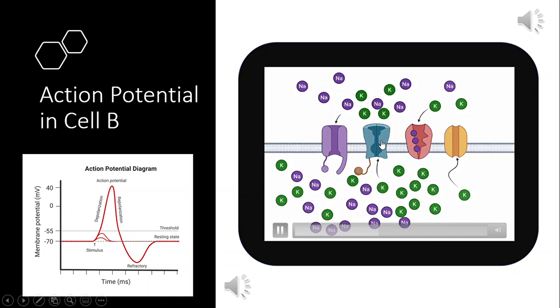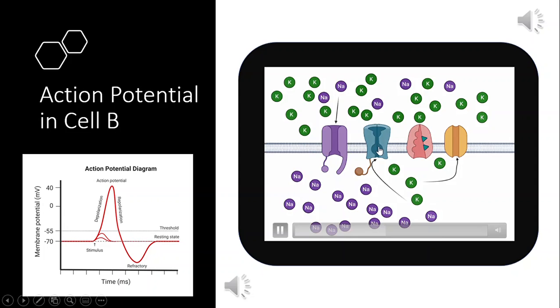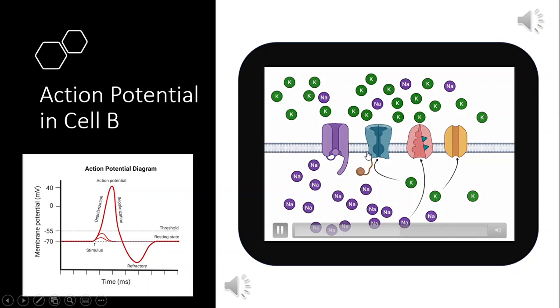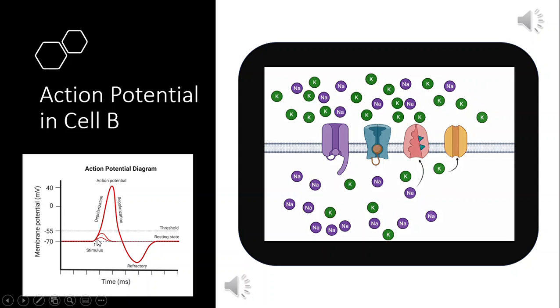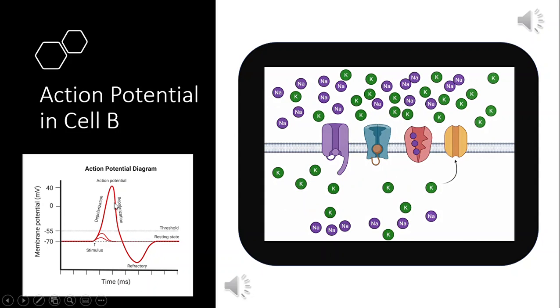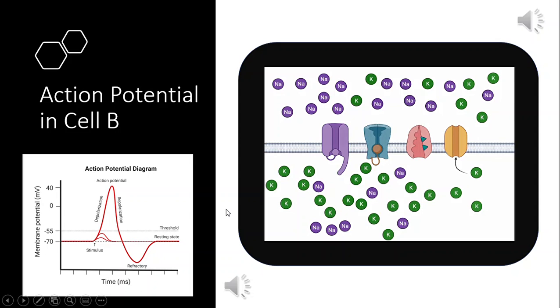The voltage-gated potassium channels, represented in blue, are slower to open. When they do open, potassium, which is initially higher in concentration inside the cell, rushes out, resulting in the repolarization of the cell. This is the falling phase. The initial stimulus is the excitatory potential received from neuron A. Then we have the rising phase as the sodium channels open, the overshoot, and the repolarization, or the falling phase, as the potassium channels open as well.